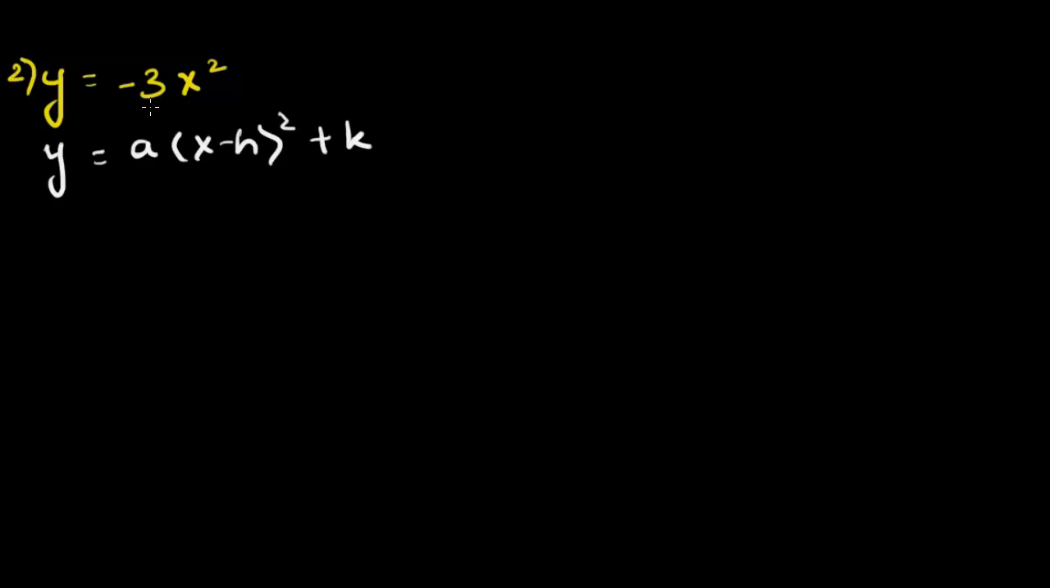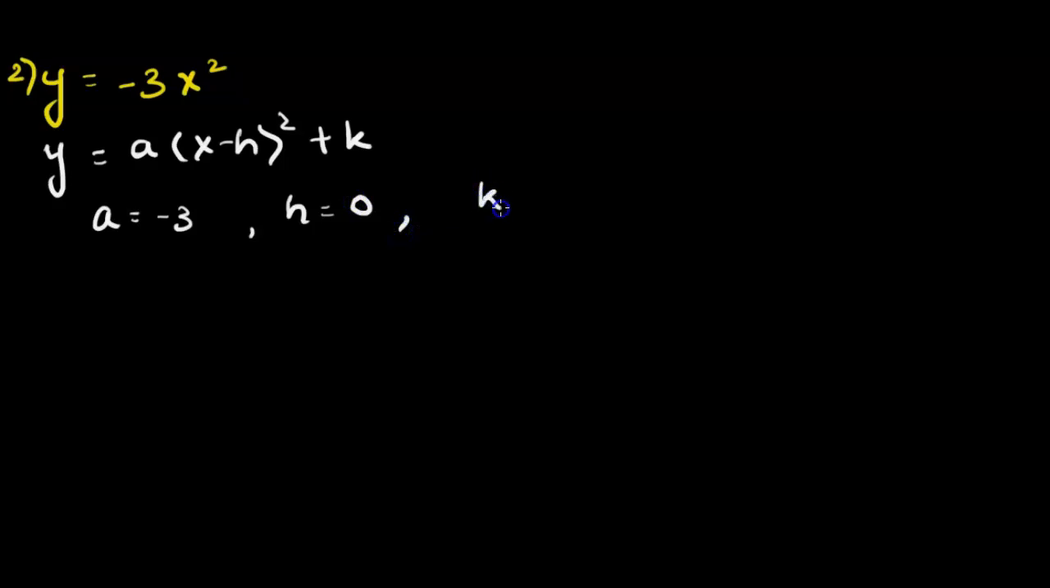We notice this -3 is being multiplied with x². It's in front of x². Therefore, the a value is definitely going to be -3. As we do not see anything inside the bracket with x, that means h is not there and k is not there. So if h is not there, it's a 0.